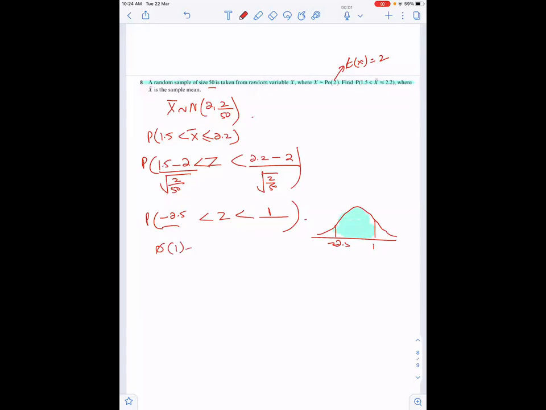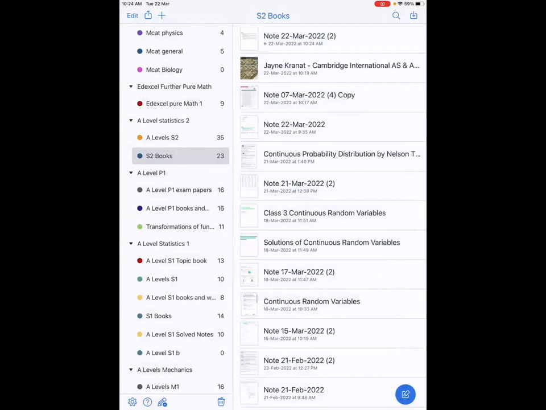You write phi of 1 minus phi of minus 2.5, which is actually phi of 1 minus phi of the positive number. You know, to get the negative phi, we subtract from 1. It will become phi of 1 minus 1 plus phi of 2.5. So phi of 1 plus phi of 2.5 minus 1 is what we have to do. Phi of 1, we can use the table here.